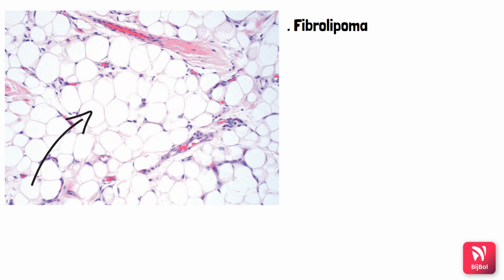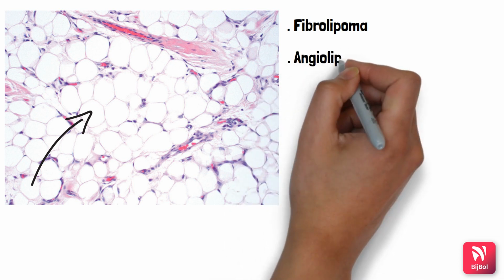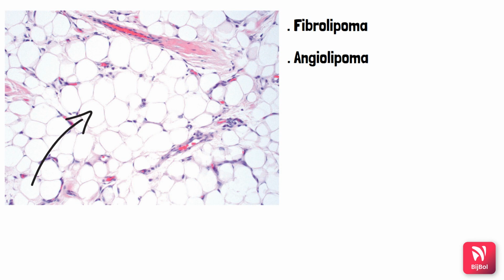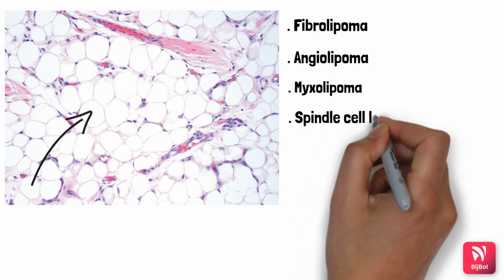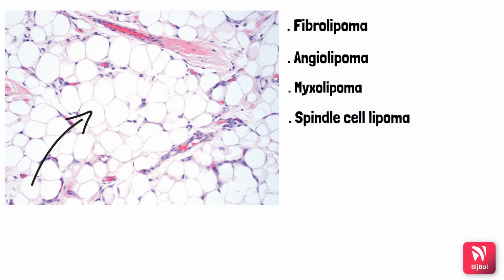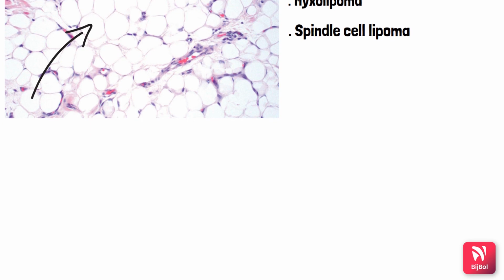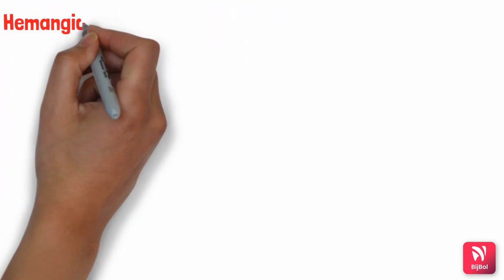Fibrolipoma, wherein lobules of fat cells are intermixed with a fibrous component. Next is angiolipoma. Angio means blood vessels, right? So an admixture of mature adipocytes with small blood vessels. Myxolipoma, wherein in the background of mature adipocytes you can see myxoid tissue. Spindle cell lipoma, where other than the lipomatous component, you can even see spindle cell proliferation. So you can see the clear white cell proliferation here, and like that you can see spindle cell proliferation also. These are all variants of lipoma histopathologically.